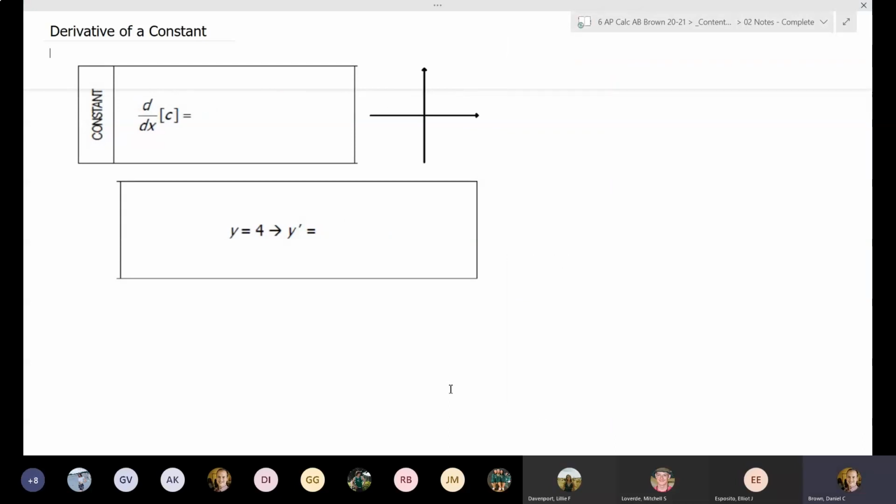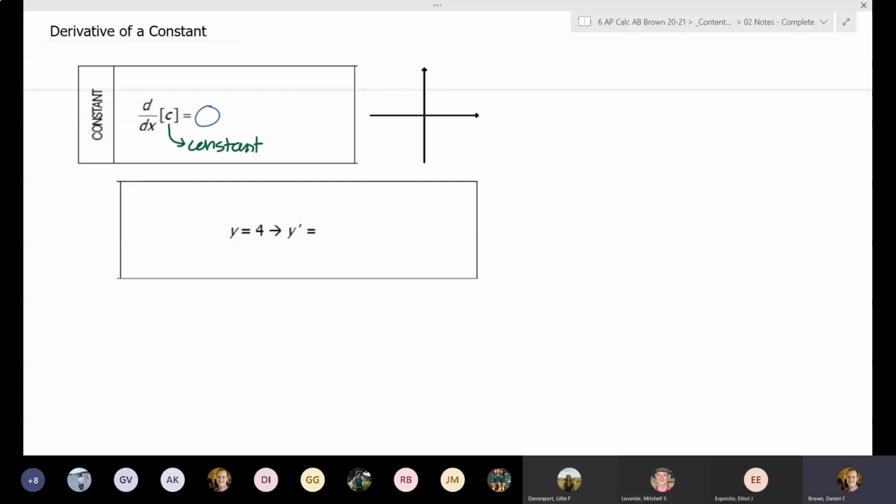We also have the derivative of a constant. So when I say the derivative of c, that c is just a constant, it is not a variable, so it is just a number. And the derivative of a constant will always be 0.